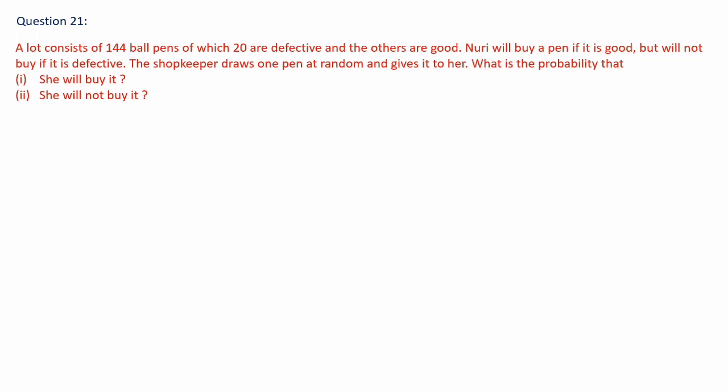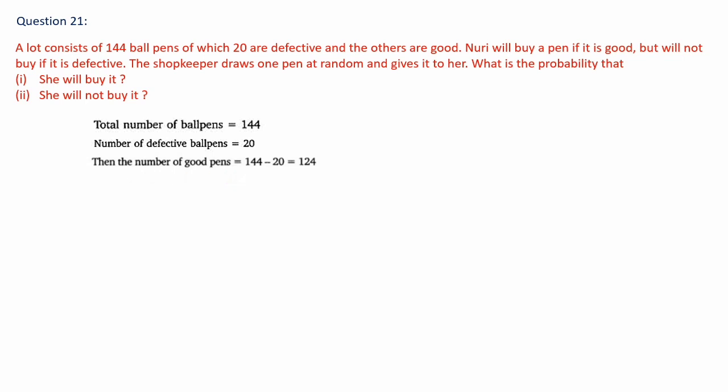What is the probability that she will buy it? The condition is already explained: if it is good only, she will buy. So if she is buying, it means the pen is good. If she is not buying, it means the pen is not good. That is what the question says. So the total number of ball pens we have is 144. Number of defective pens is given as 20. Number of good pens means 144 minus 20, that is 124.